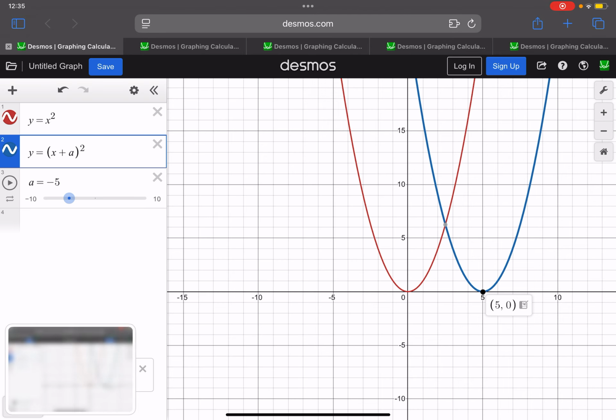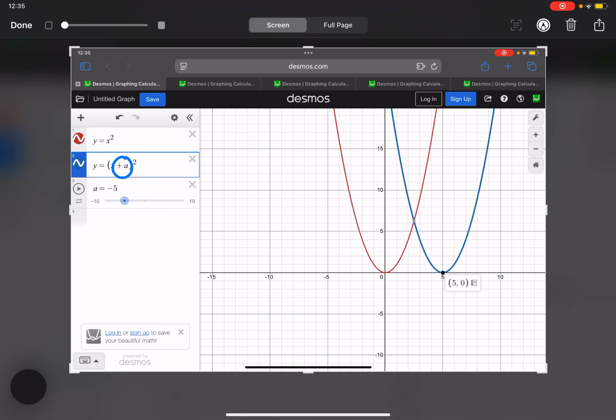So what effect does this plus a on the inside do? Well, it's going to affect the x direction. It's either going to go right or left. It's going to go right if a is negative, and it's going to go left if a is positive, which is the opposite way round to what you'd usually expect.